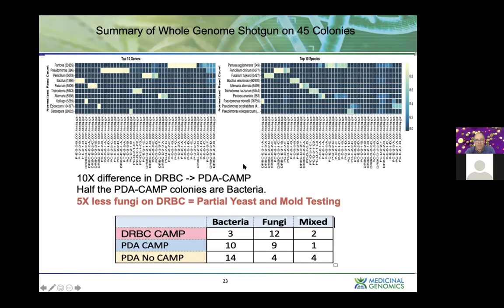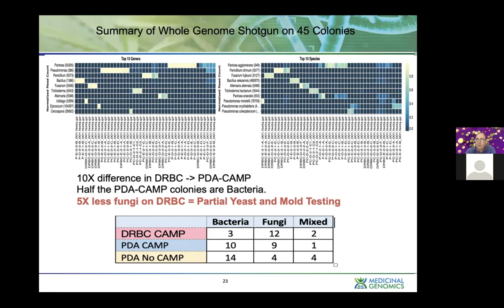bacteria pull through. PDA with chloramphenicol is about a 50-50 balance of both, and PDA without it seems to bend the ratio in the other direction, more toward bacteria than fungi. And of course, if you remember there being 10-fold differences in the number of colonies between each of these, you can ascertain that there's 5x less fungi showing up on DRBC.